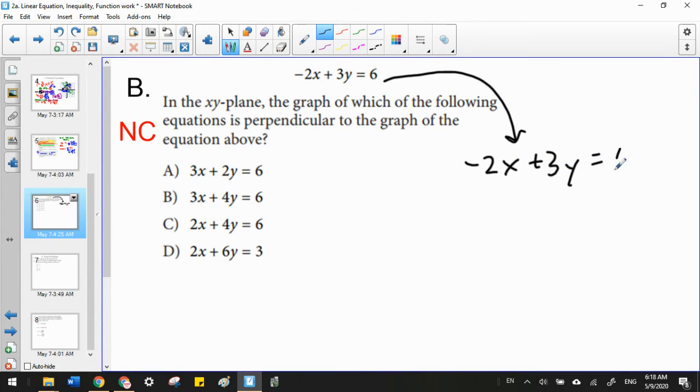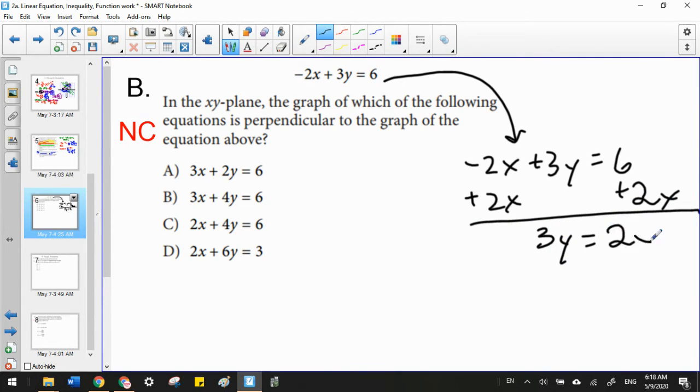And I will tell you right now, it's almost always easier to transition into slope intercept form because you don't have to do any kind of grouping. So here we have 3y equals 2x plus 6, divide both sides by 3. So then y is equal to 2/3 x plus 2.